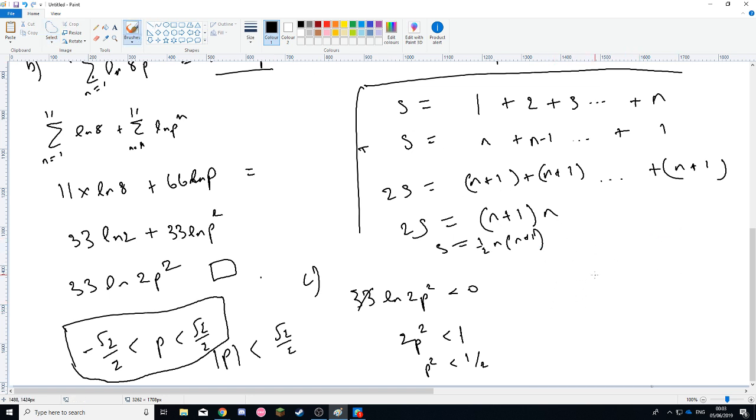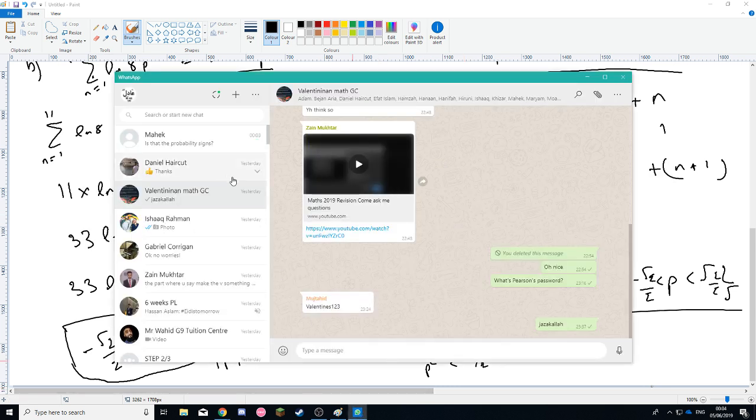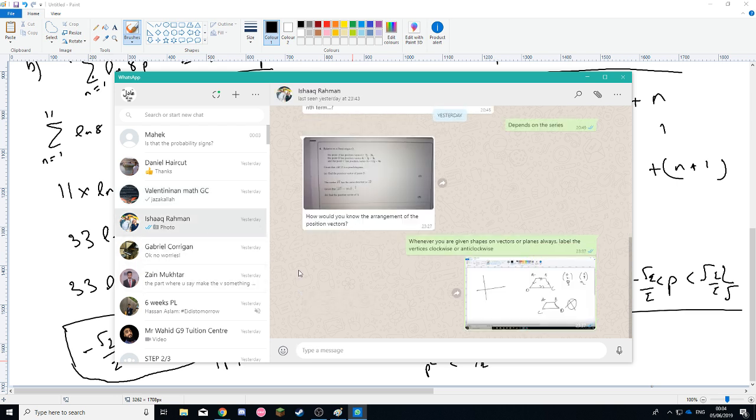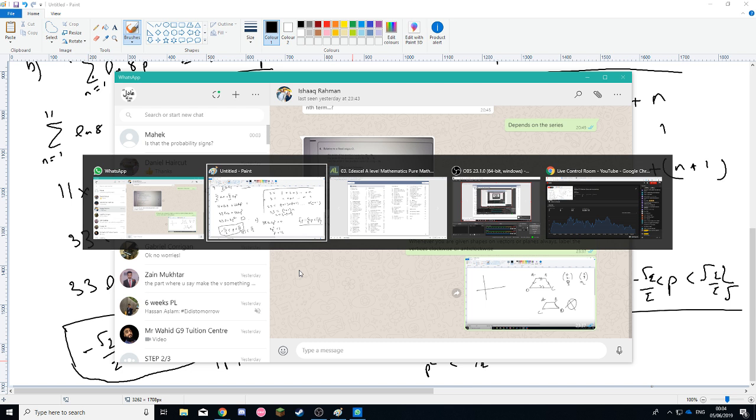It's going to be the set of all P such that P is less than root 2 over 2 and greater than minus root 2 over 2. Close bracket. This is set notation. This question just says P as notation. It's not necessarily probability.